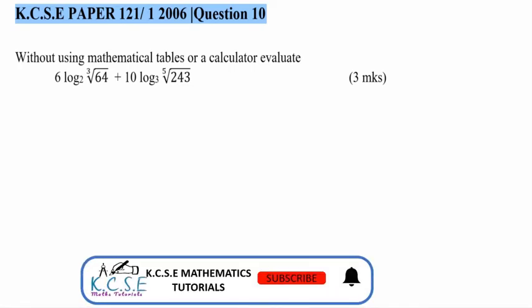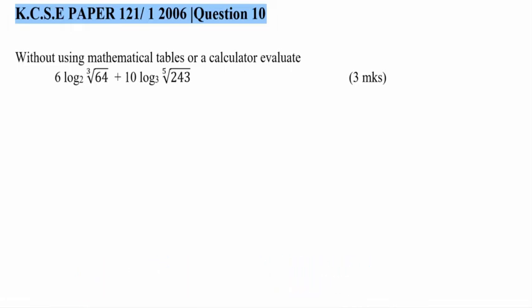K.C.S.E paper 1, 2006, question number 10. Without using mathematical tables or calculators, evaluate. Before we evaluate this question, there are some basic concepts that we need to remind ourselves.